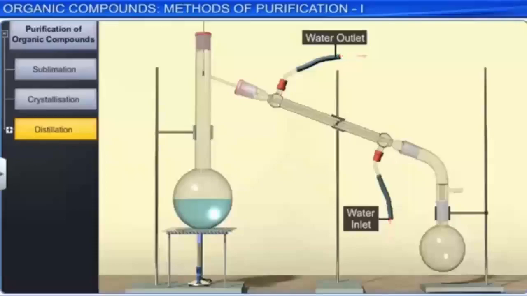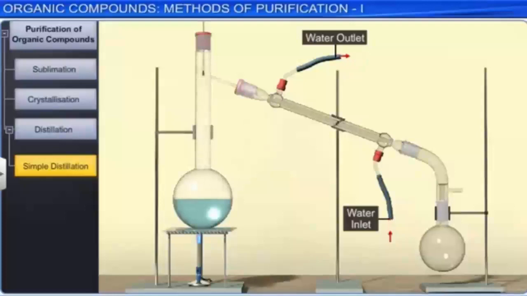Now let's look at the distillation process. This method is used for separating volatile liquids from non-volatile impurities, and also to separate liquids which differ in their boiling points. Simple distillation is used when the liquids in the mixture differ appreciably in their boiling points.